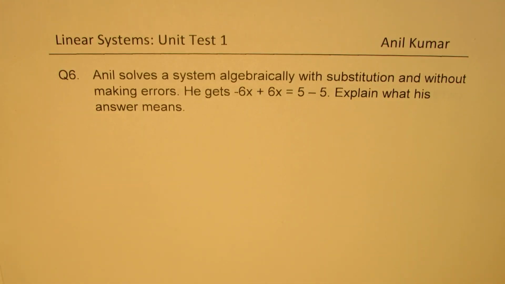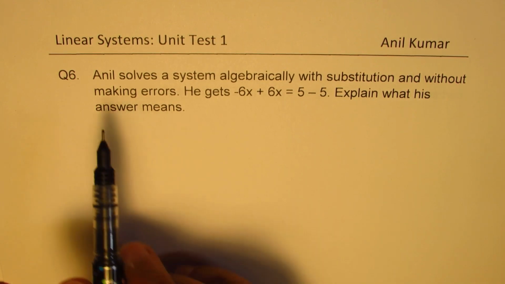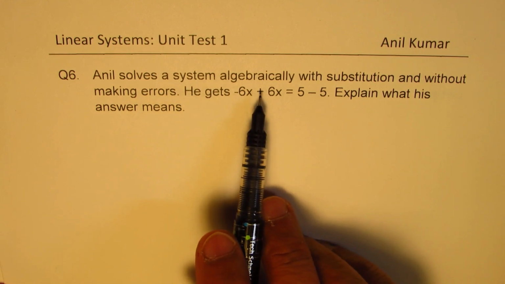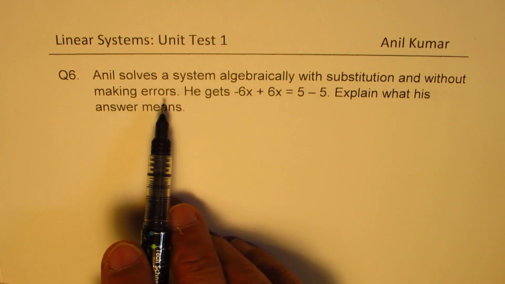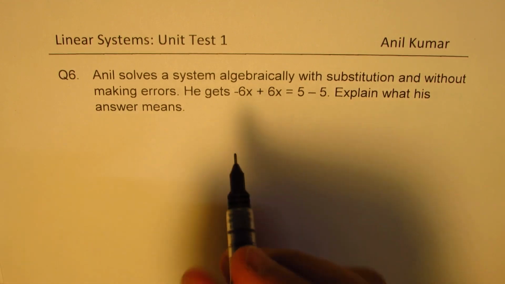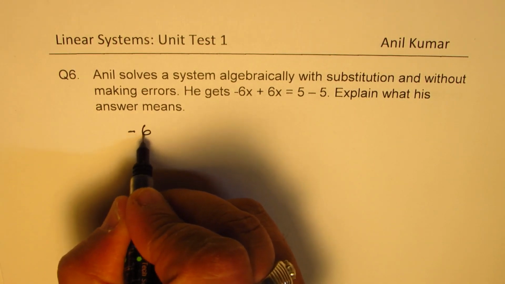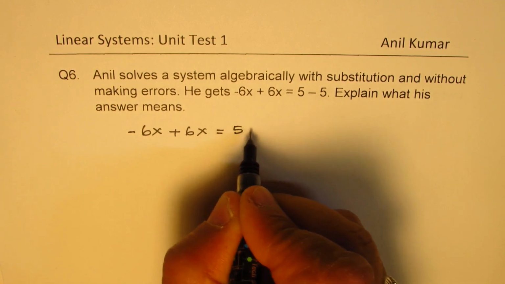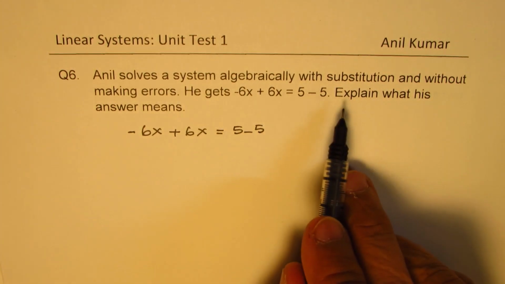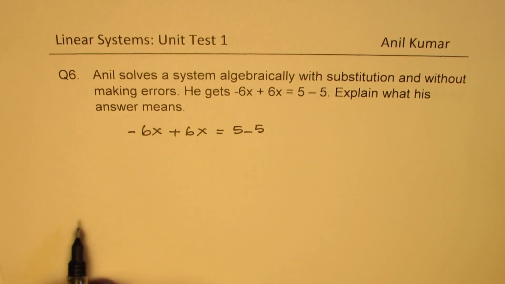Now we are looking into the word problems. Now there are 4 word problems. Let us see how to solve them one by one. Anil solves a system algebraically with substitution and without making errors. He gets this equation, which is minus 6x plus 6x equals to 5 minus 5. Explain what his answer means.